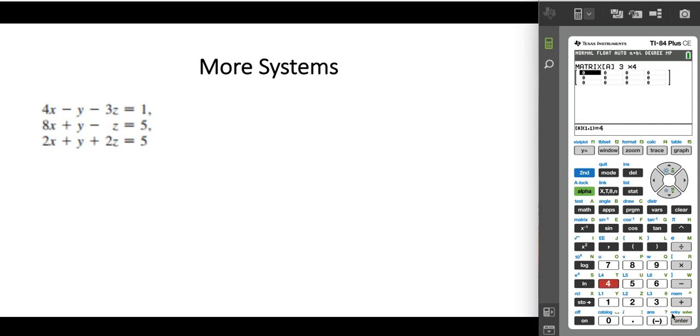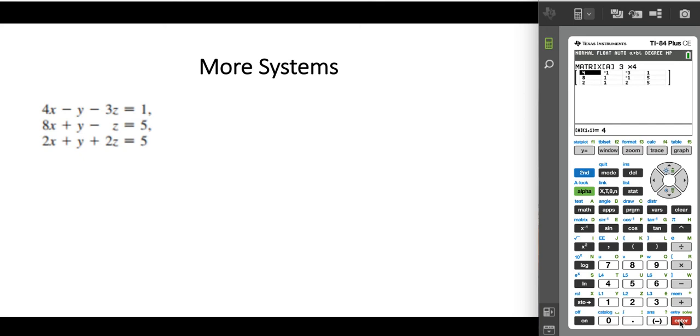So I'm going to press 4, enter. -1, make sure you're using the negative button and not the minus, and then another -3, and then a 1. Press enter after every single entry. Then 8, 1, -1, and 5, and 2, and 1, and 2, and 5.